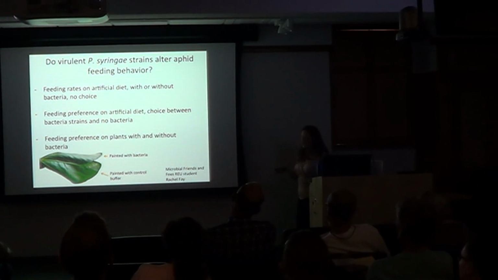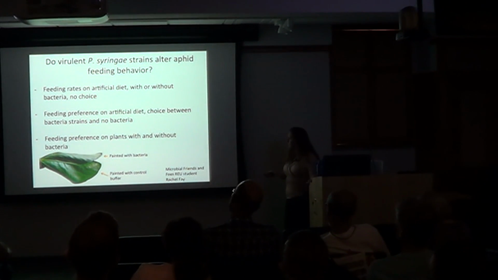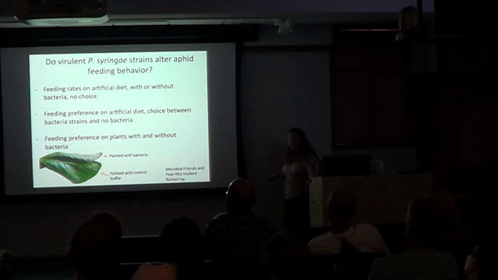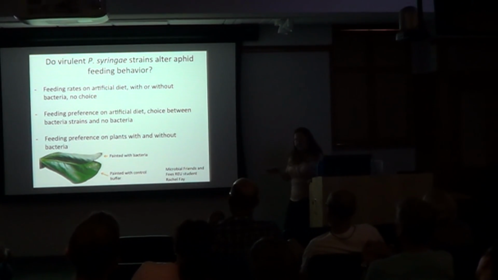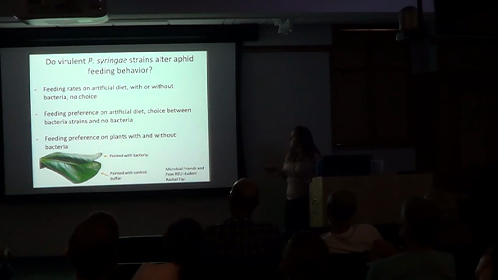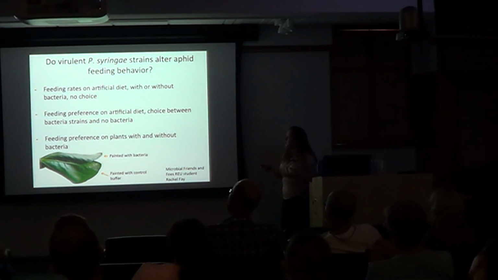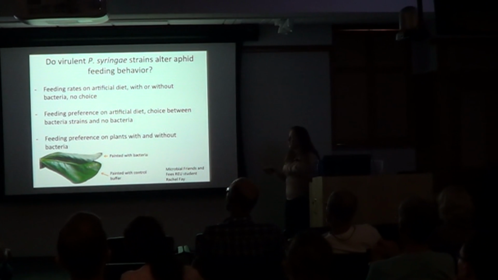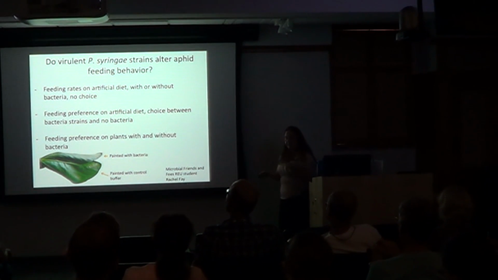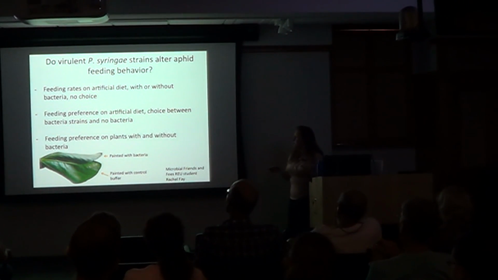So this was work that was actually done by an REU student in the lab here, Rachel Fay, an REU student through the Microbial Friends and Foe programs in the summer. We're really excited about how well this worked out. Rachel was able to do 3 different experiments looking at how syringae influenced aphid feeding. So in the first experiment, she looked at feeding rates on artificial diet with or without different bacterial strains or control, and no choice.